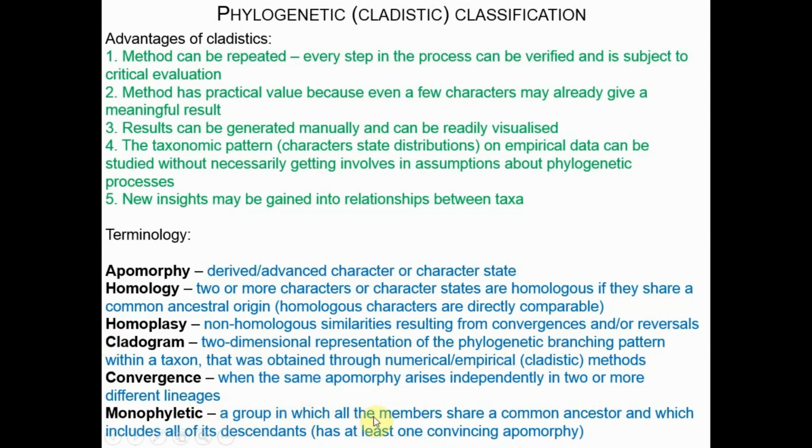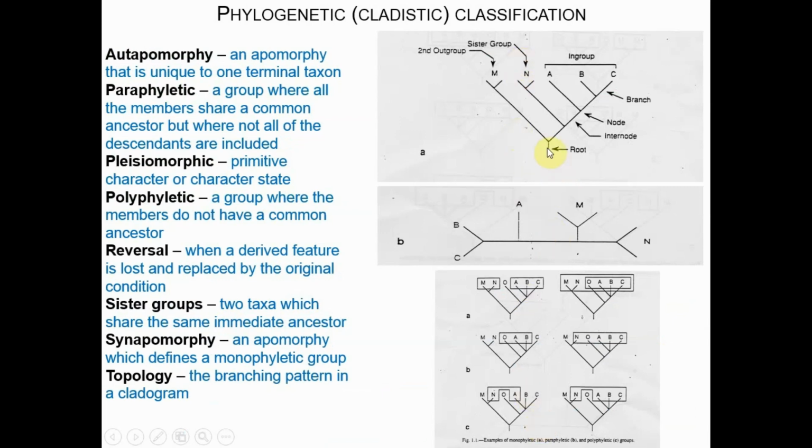Then monophyletic, a group in which all the members share a common ancestor and it includes all of the descendants. And they normally have at least one convincing apomorphy. So here you can see the root of the tree, and this, for example, would represent a monophyletic group. The tree itself has some terminology. Root of the tree, these are the nodes and the lines joining them, internodes. The branches are those right at the end, and then the tips are the taxa.